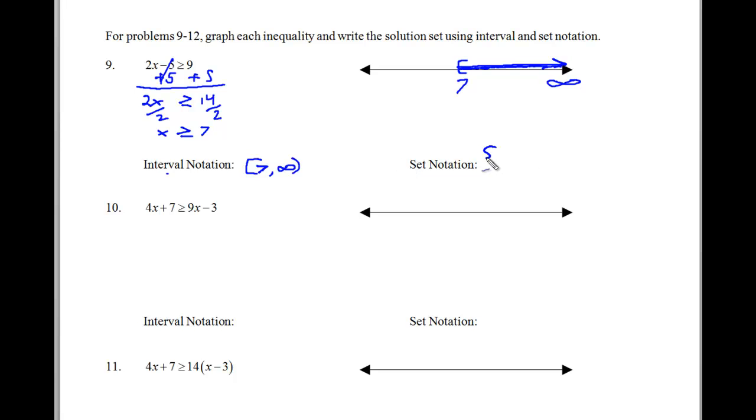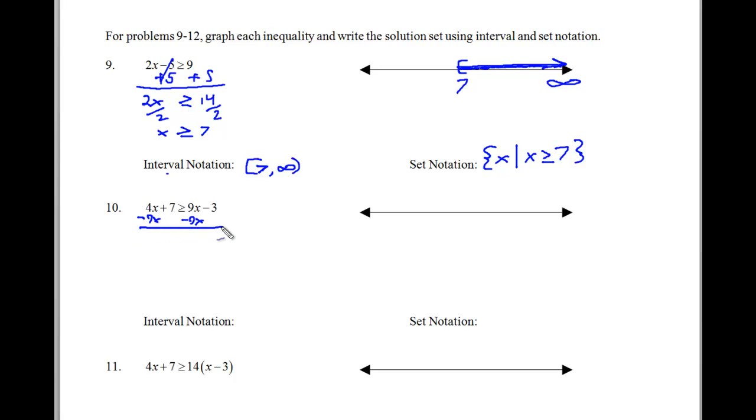The set notation is going to be like our answer over here to our problem, where x is going to be greater than or equal to 7. There's our set notation. In problem 10, it's very similar to problem number 9, except that we're going to do a little bit more work to get our x by itself. Subtract the 9x from both sides.